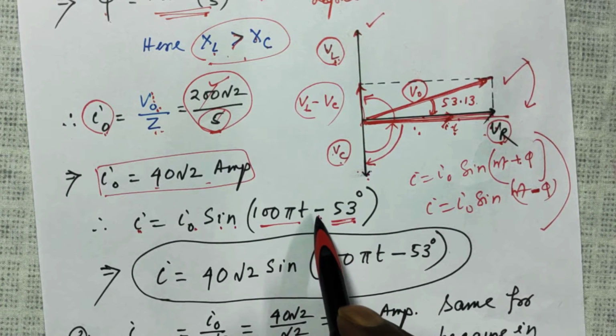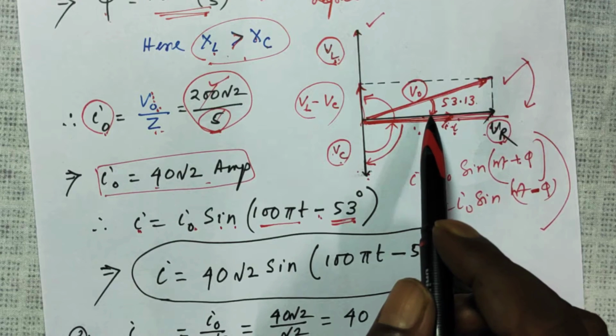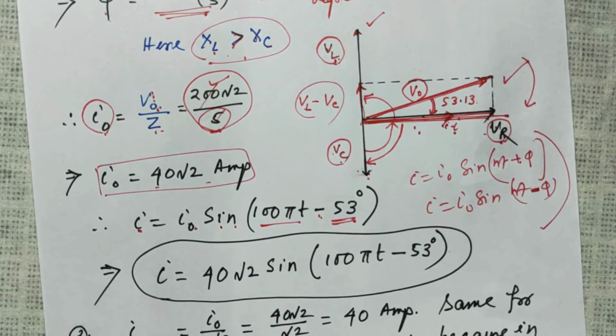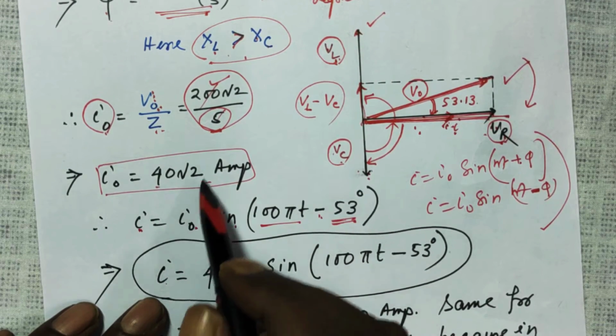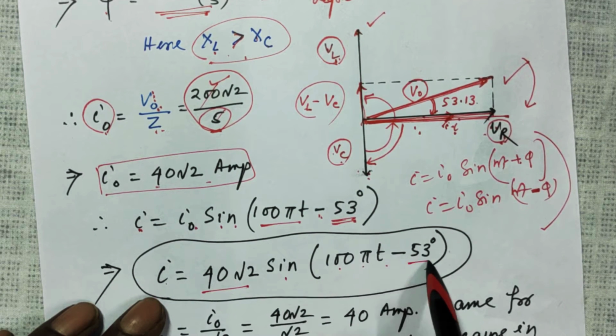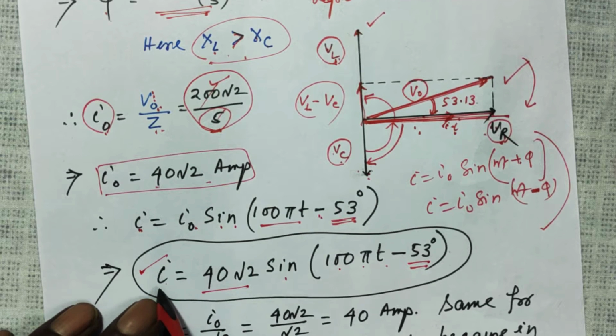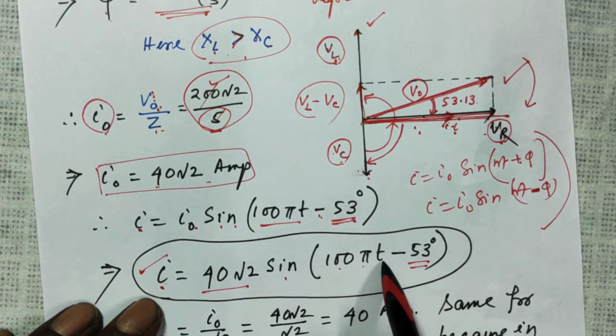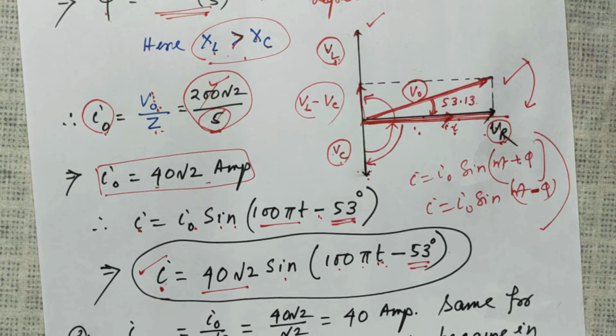This part is important. Whether it is minus or plus, you have to understand from this diagram. So now put the value of I naught, which we just calculated. So I is equal to I naught sine 100 pi t minus 53 degree is your current at time t. Current at time t means instantaneous current.